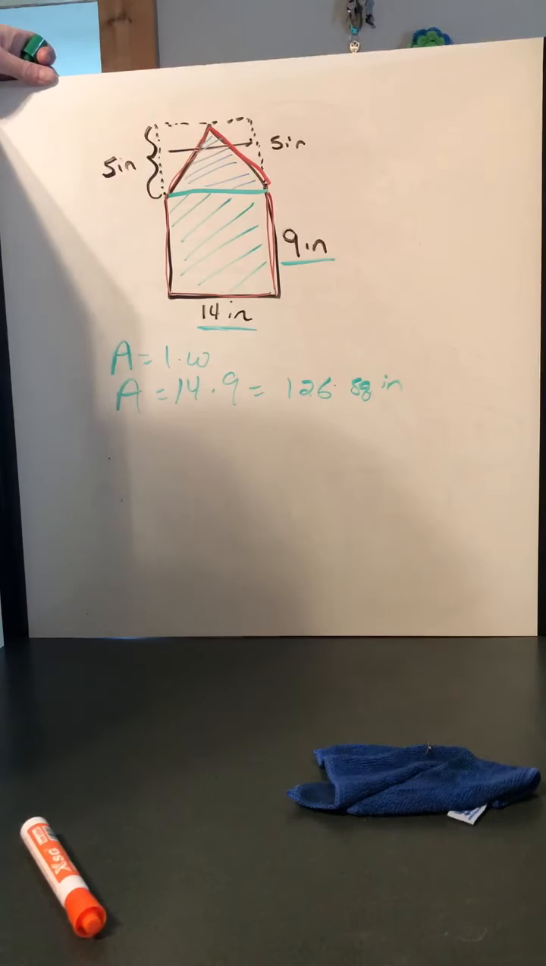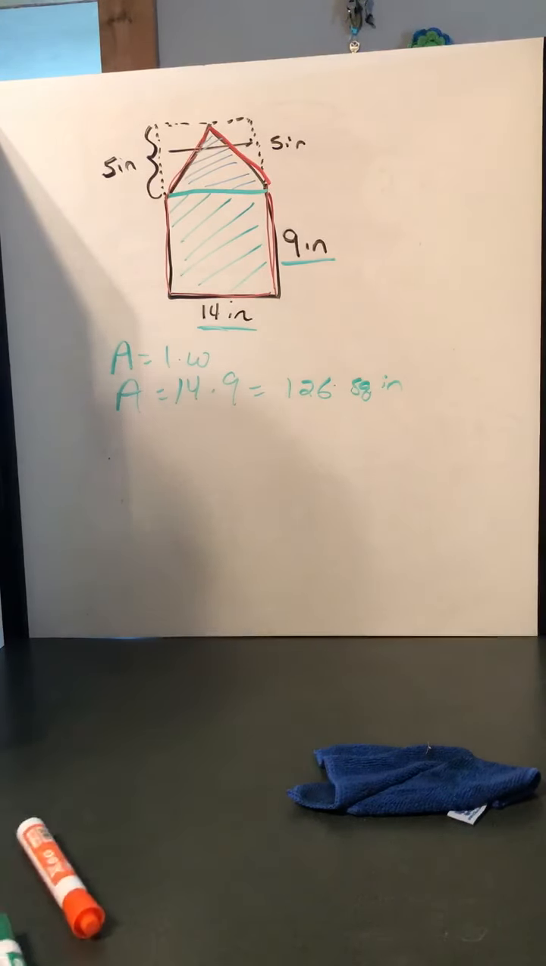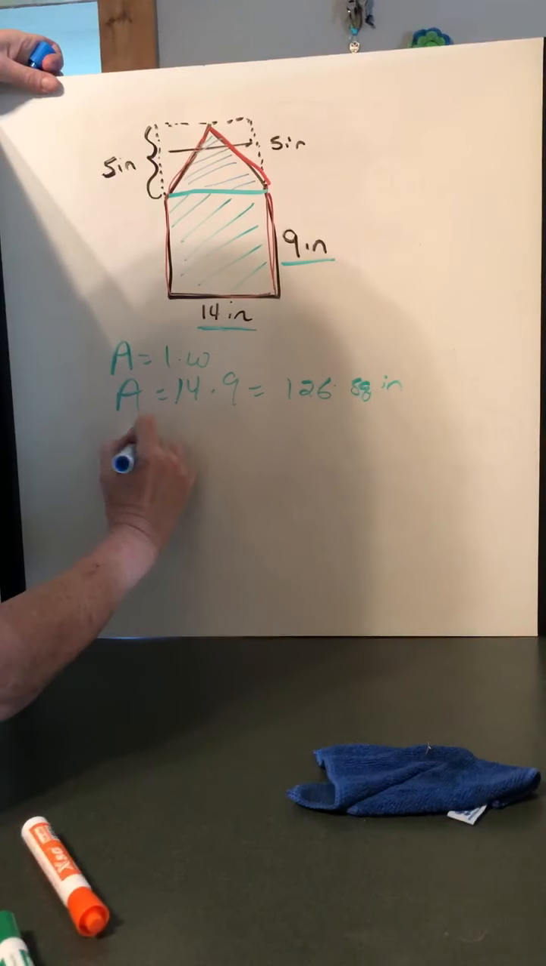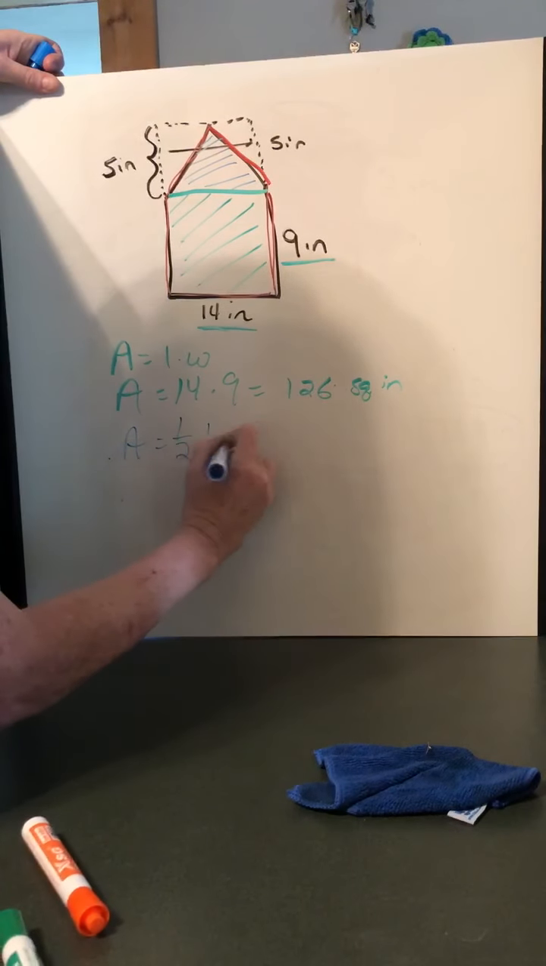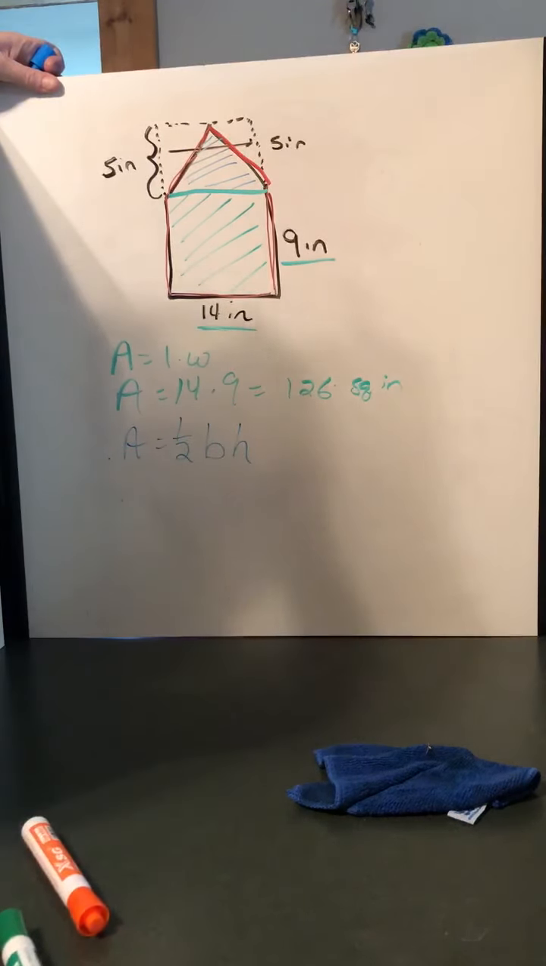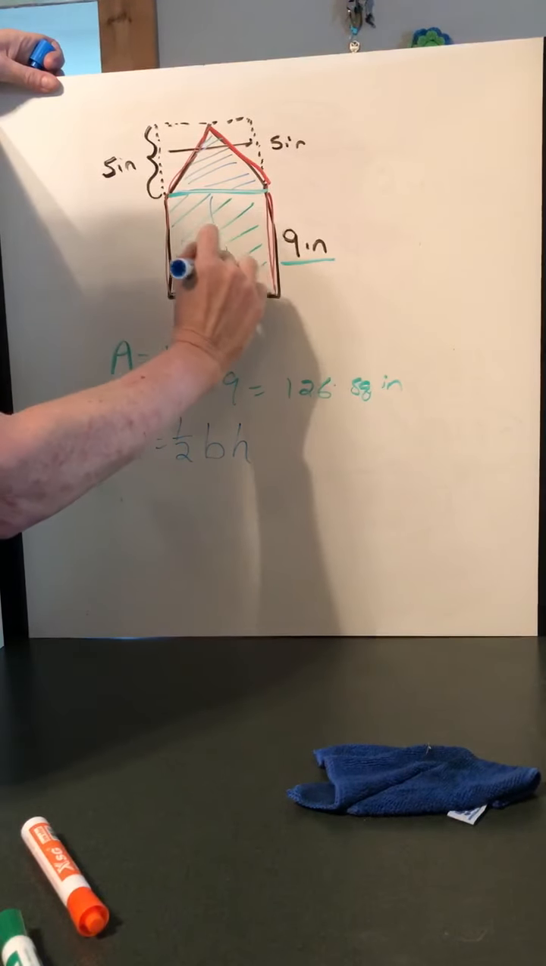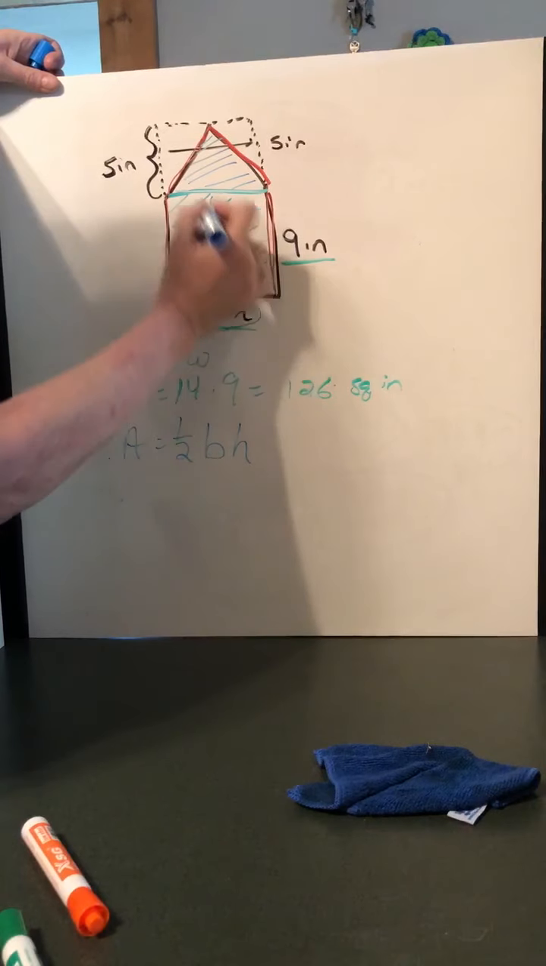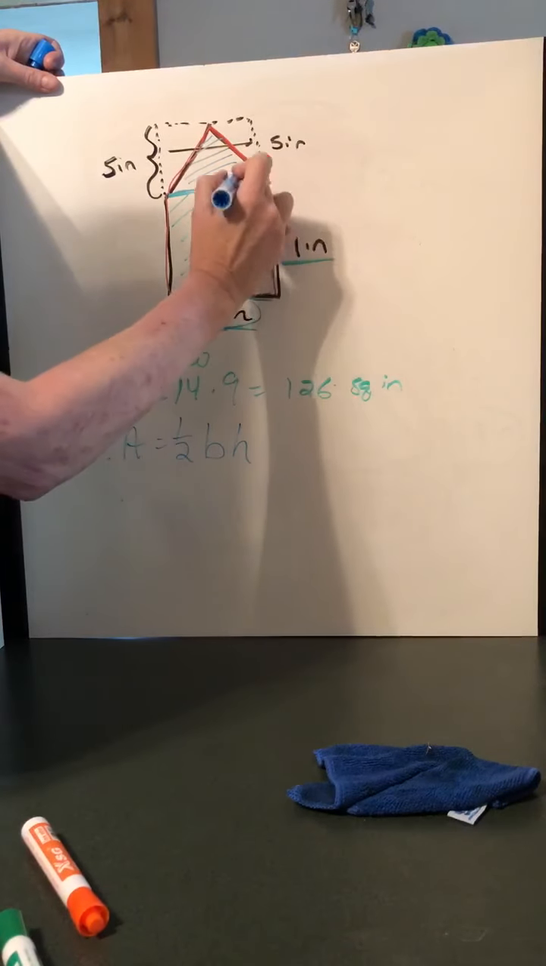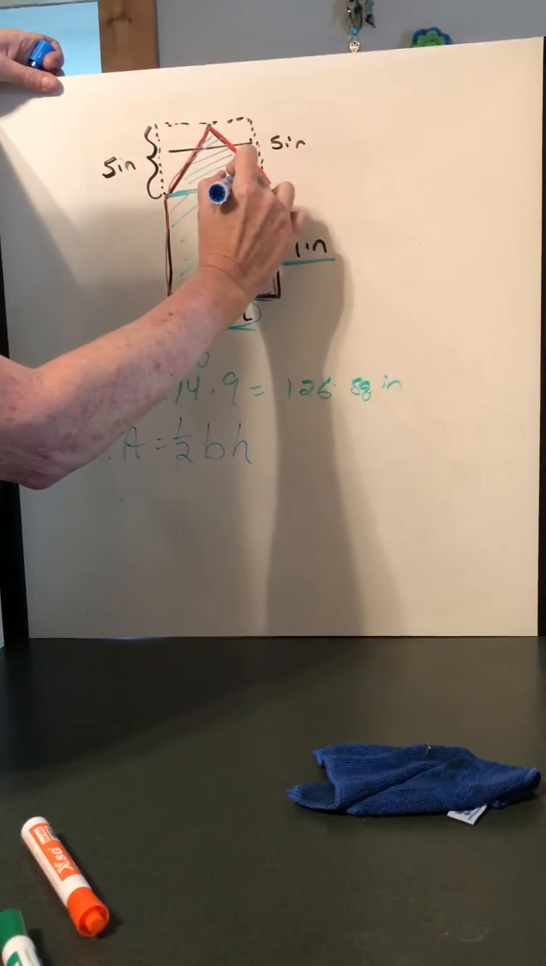Okay. Now I got to find my triangle. Well, my triangle area is 1/2 the base times the height. So 1/2 base times height. And my base right here is going to have to be equal to the same thing as this one, right? It's parallel, same length. So my base is 14 inches.